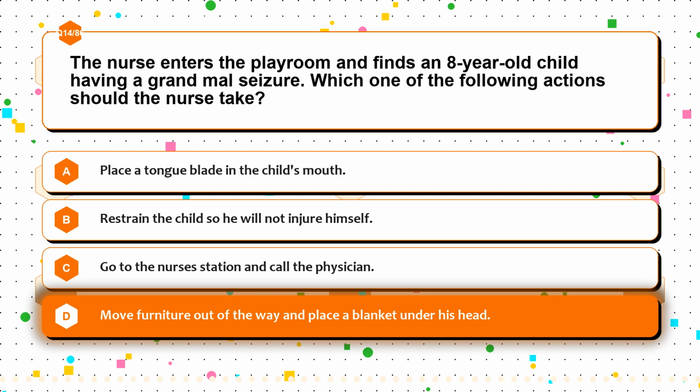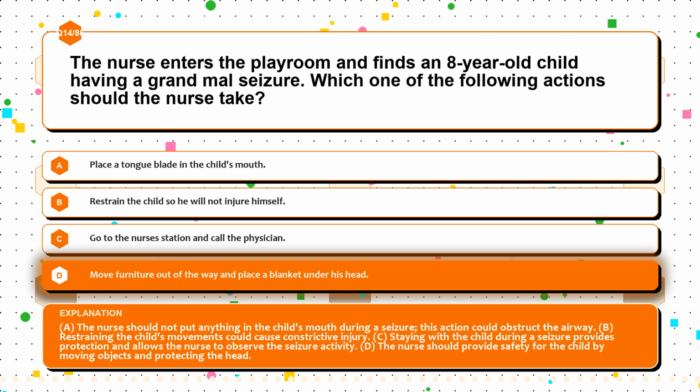The correct answer is option D. Move furniture out of the way and place a blanket under his head. The nurse should not put anything in the child's mouth during a seizure. This action could obstruct the airway. B. Restraining the child's movements could cause constrictive injury. C. Staying with the child during a seizure provides protection and allows the nurse to observe the seizure activity. D. The nurse should provide safety for the child by moving objects and protecting the head.